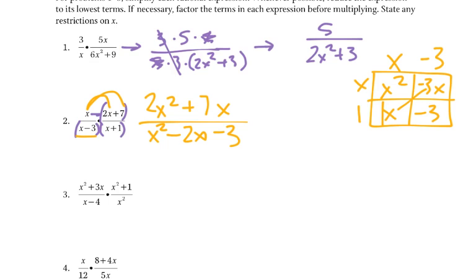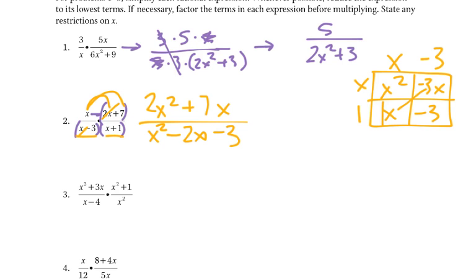Now, because these were already split up, we know that we can't simplify this any further. If we could simplify this, then we would have been able to eliminate stuff here, but we weren't able to, so that's where we're at.